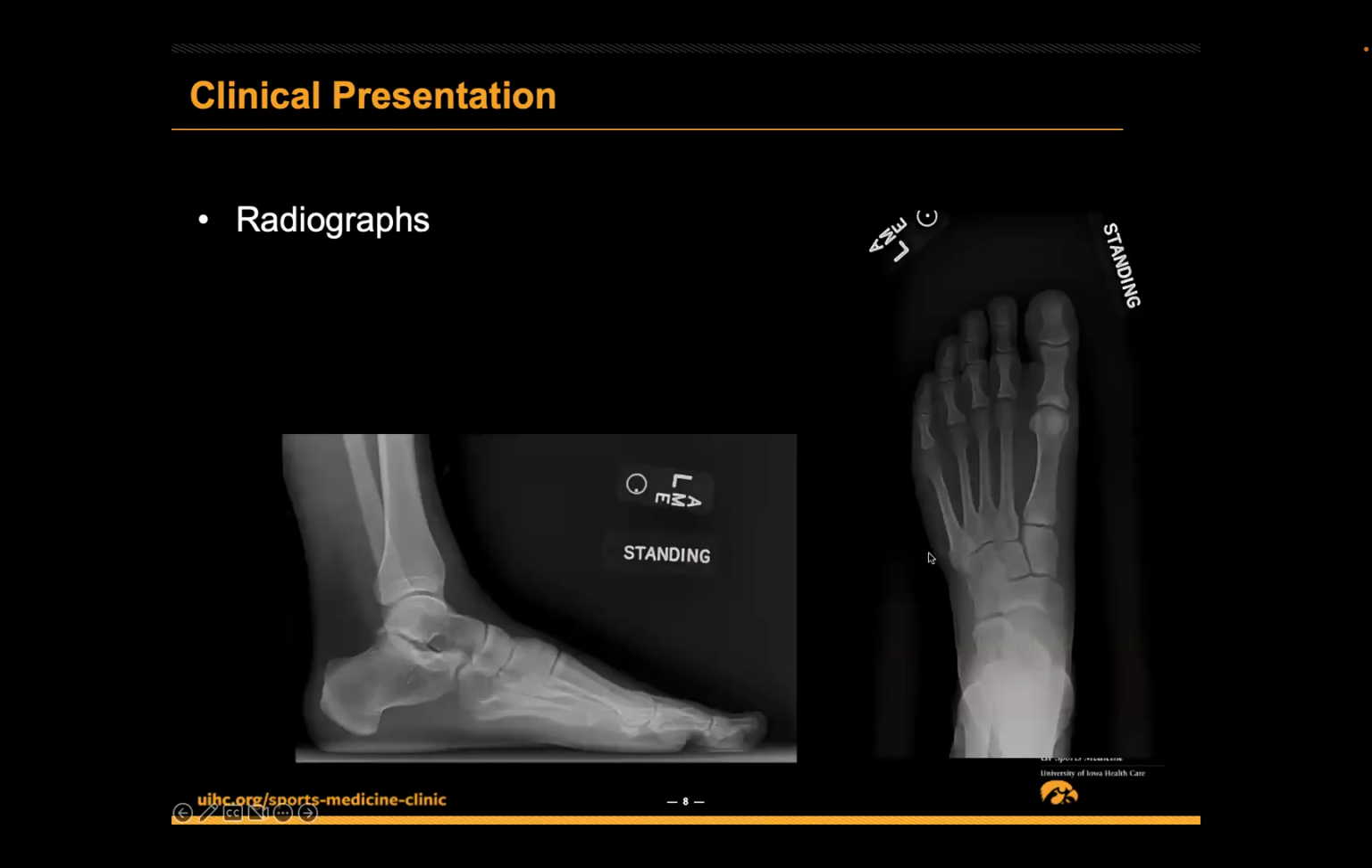We did get some standing films of the foot and ankle. These are just some representative pictures, but overall, those were unremarkable. Didn't show any acute fracture or dislocation. Mortise was intact. Anterior joints looked good. There were no osteophytes, no loose bodies, no evidence of dorsal midfoot exostosis or anything else that would potentially raise concern for other etiologies of issue in this area.